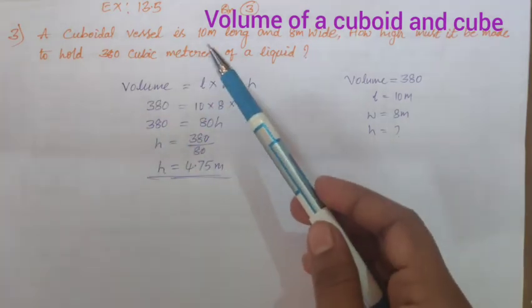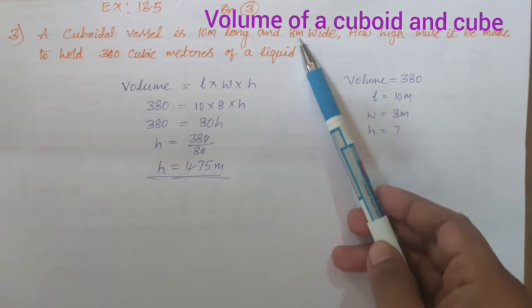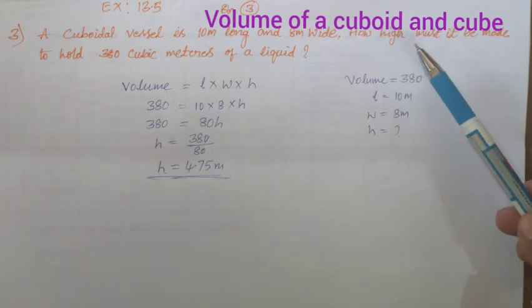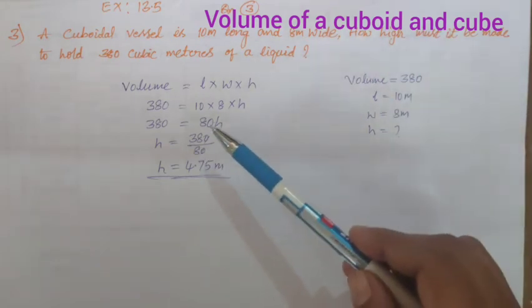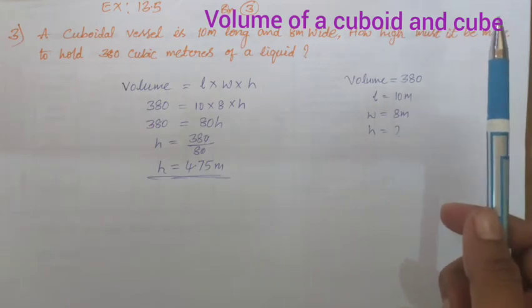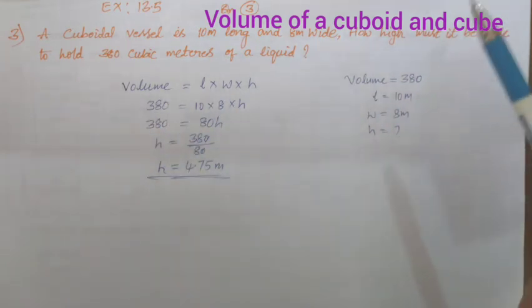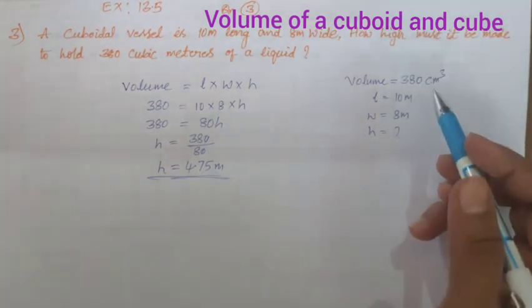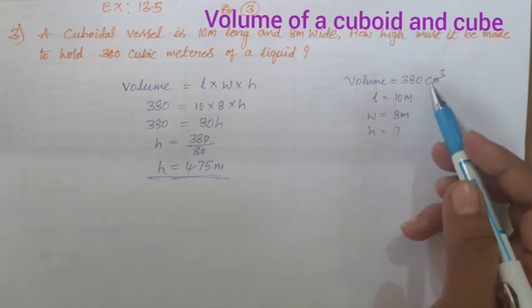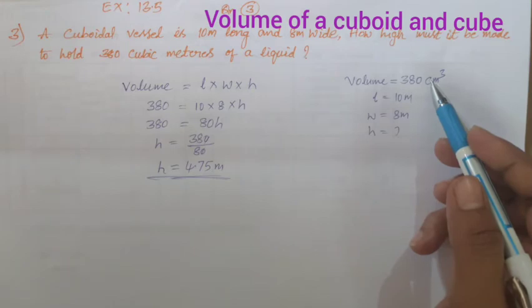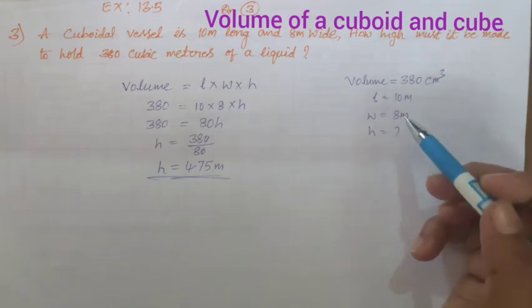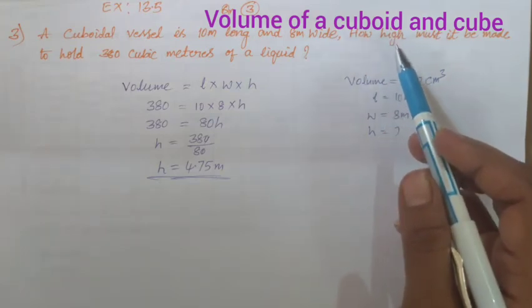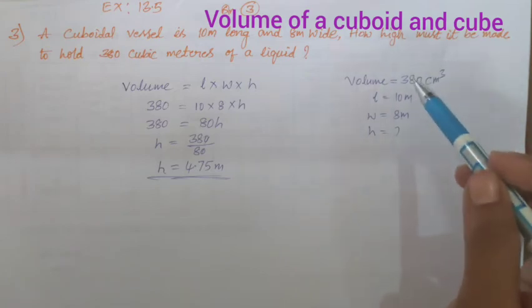What is given in that question? A cuboidal vessel's length is given, width is given. Length 10, width 8, and how high must it be made to hold 380 cubic meters of liquid? So the volume is given here, and its length and width are given. Here we can find how high it must be for holding that quantity of water.